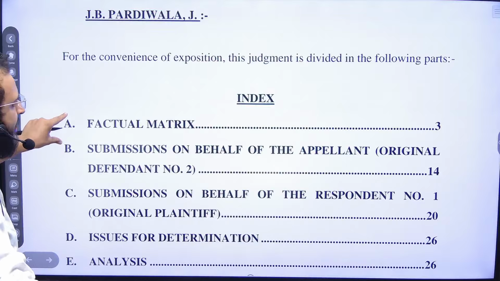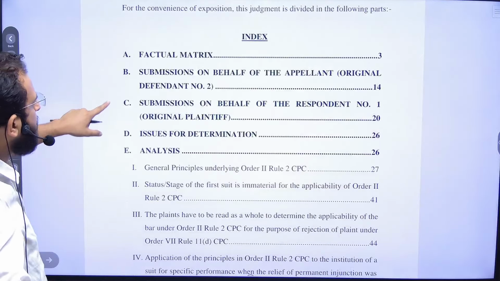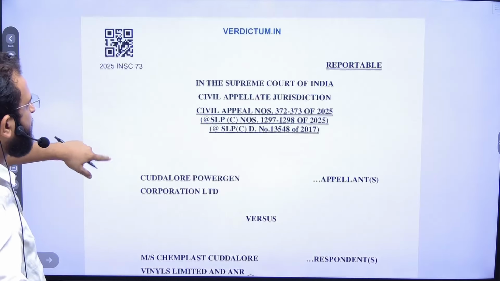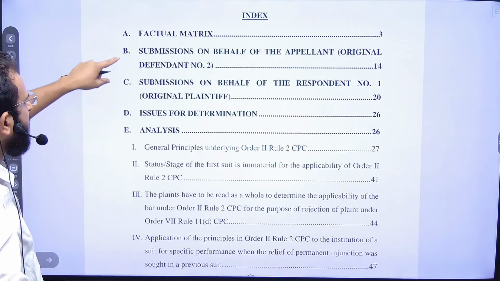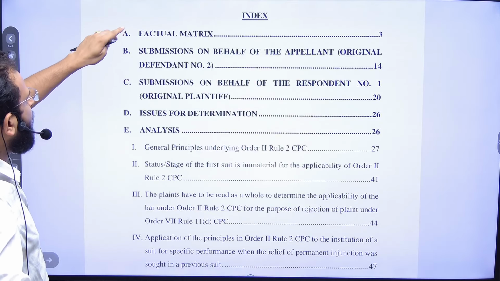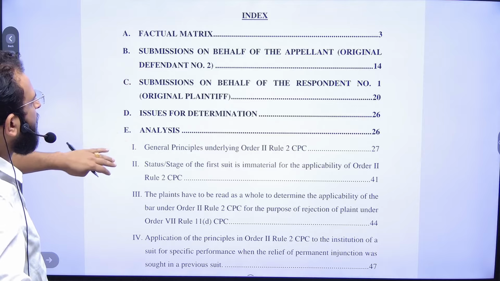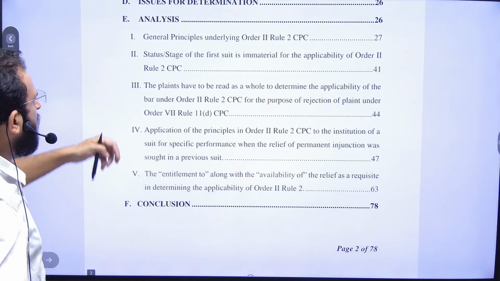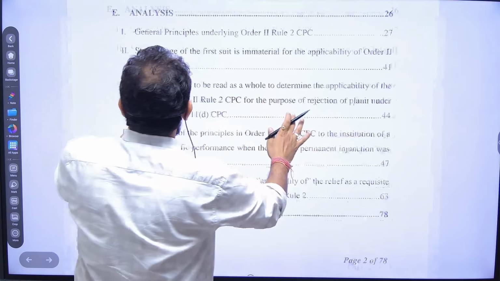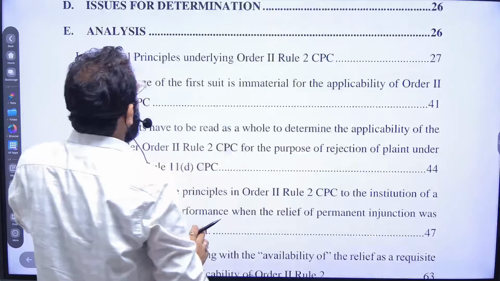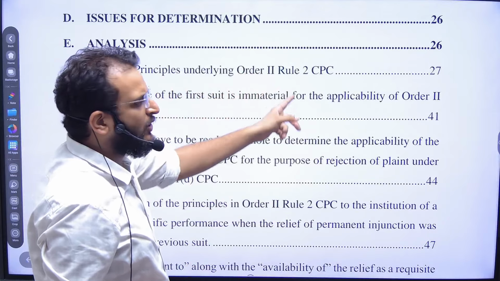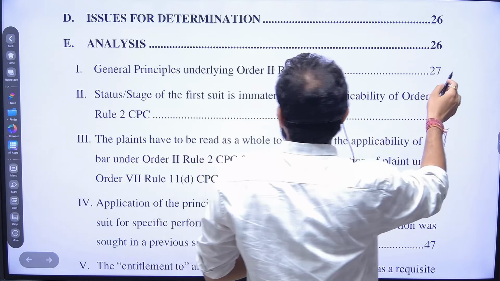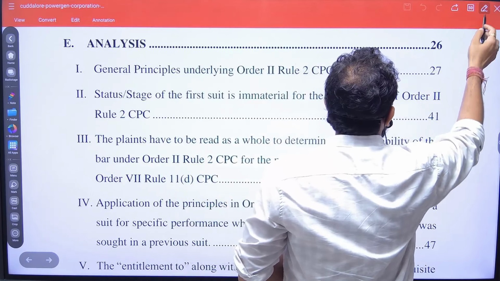So if you people see the index of this, ठीक है, the judgment which I had given, तो उसमें you people will be getting the index also. We don't have to see the submissions of the appellant or respondent in this case because it is a factual thing. What we have to see is here: general principles underlying Order 2 Rule 2 of CPC, that is given on page number 27.